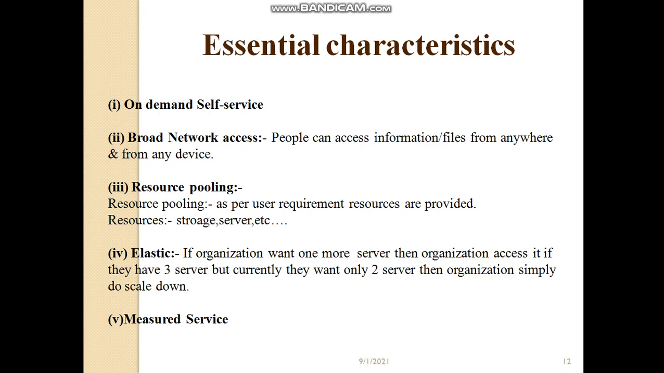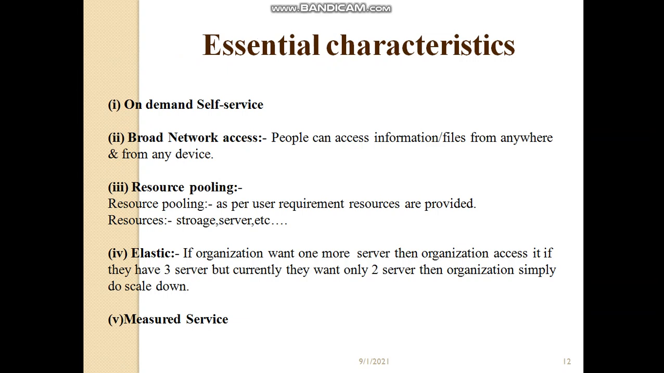The second is broad network access. Let's say there is one employee who is sitting at home and wants to access some file, so they can access that file from their home from any device because that file is stored on cloud. The third characteristic is resource pooling. As per the user requirement, resources are provided, here resources in terms of storage, server, database.